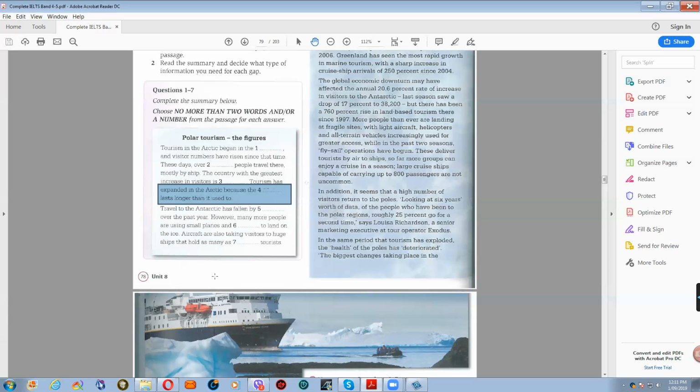Travel to the Antarctic has fallen by... What are we looking for? A number, a percentage. However, many people are using small planes and what? Something associated with planes, something you can fly in. Helicopters, I think.